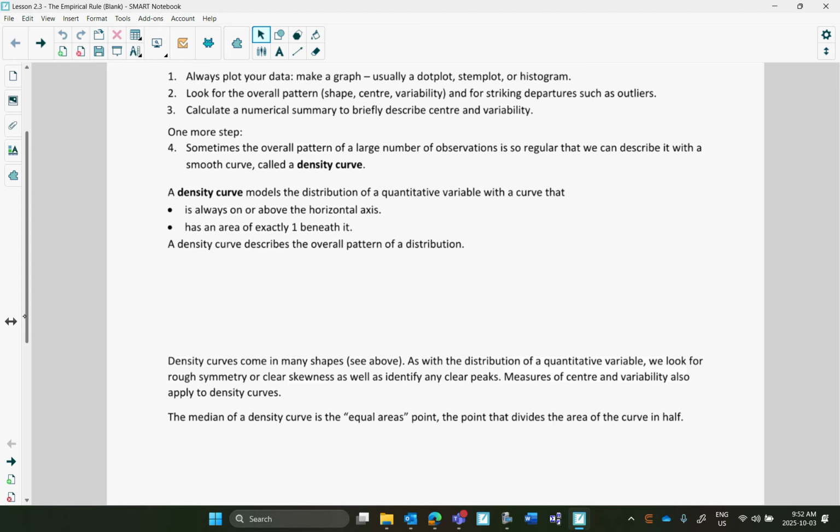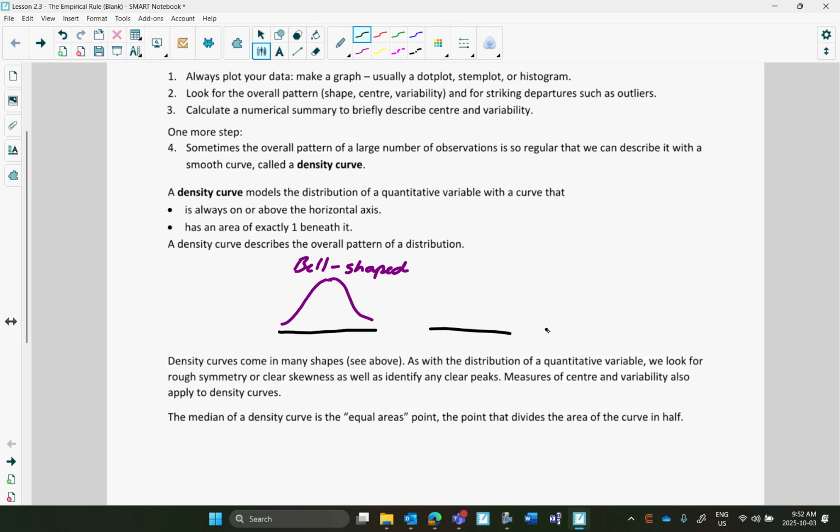So we've seen ones that look like this. And I'm going to leave a space here because I'm going to add another. So we've seen ones that look like this, that we called roughly symmetrical. Another way to describe this one that's often used is bell-shaped. We also saw ones that were skewed right and skewed left.